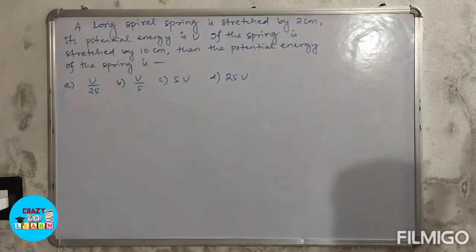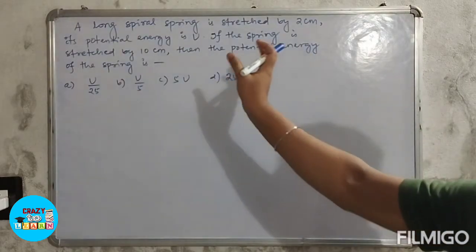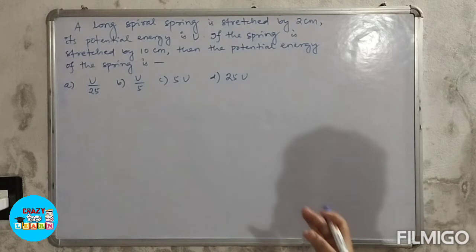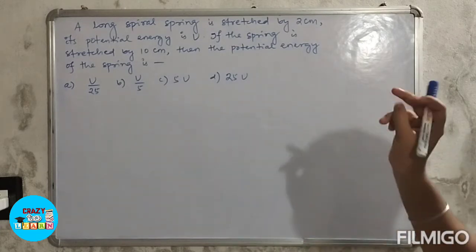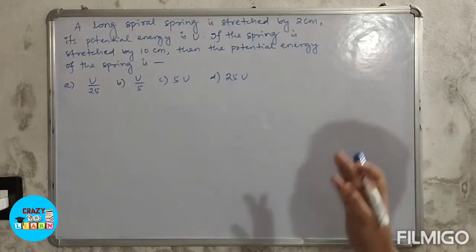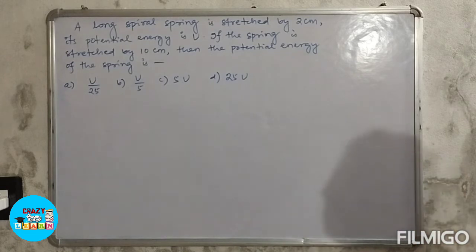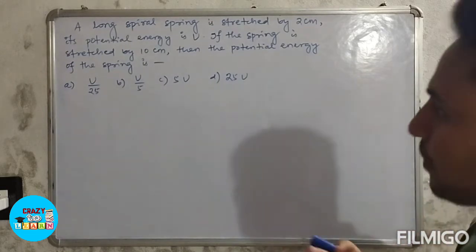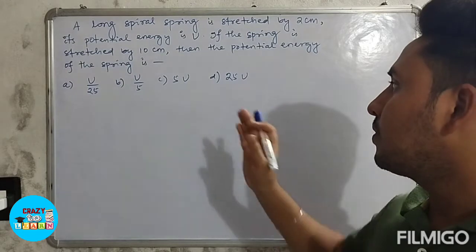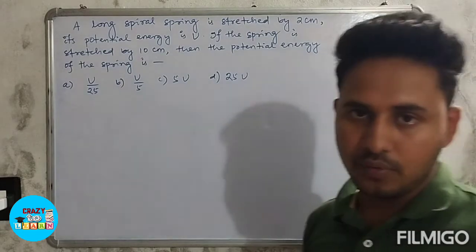Our next question is: a long spiral spring is stretched by 2 cm. Its potential energy is U. If the spring is stretched by 10 cm, then the potential energy of the spring is: A, U by 25; B, U by 5; C, 5U; or D, 25U.